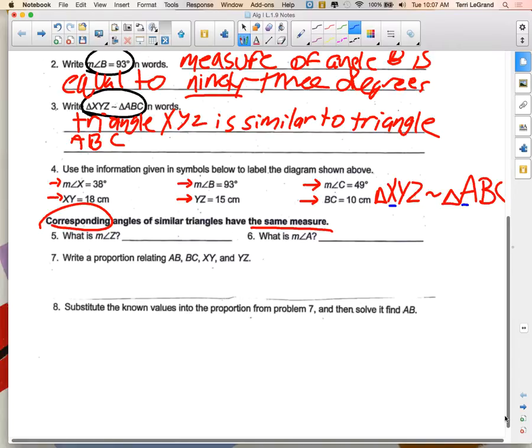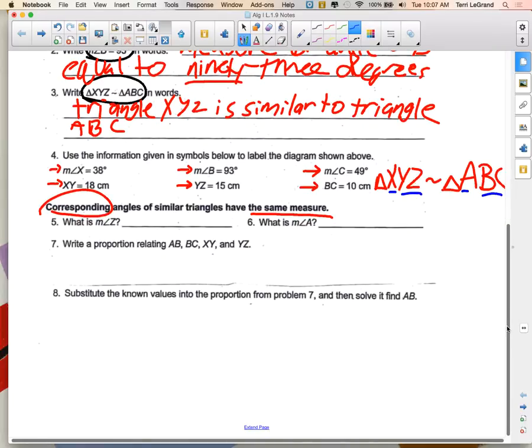What's the angle that is similar to angle Z? C. Angle C. Tell me which side measure corresponds with line segment YZ. BC, because YZ and BC are in the same relative location in the name also. So, what is the measure of angle Z then? Which one would it be corresponding to, first of all? Avery? C. Okay, so Z is corresponding with angle C.